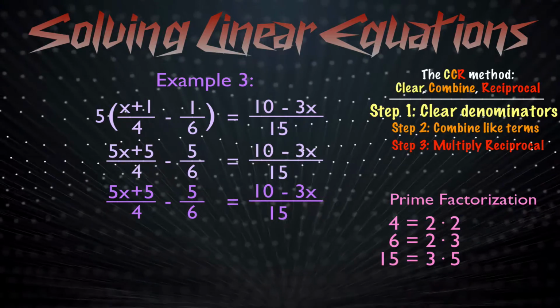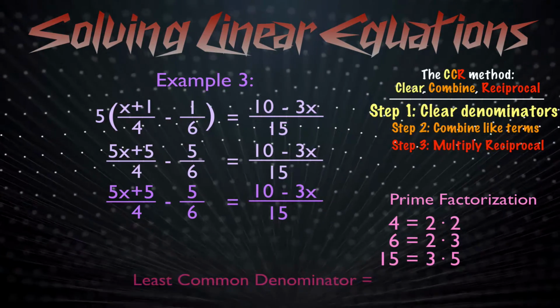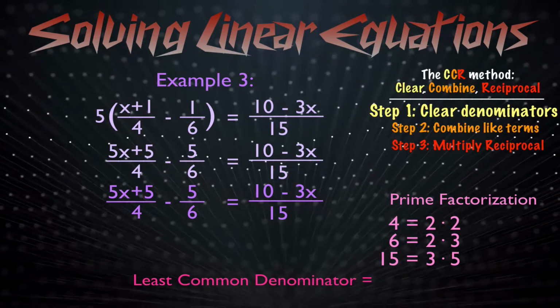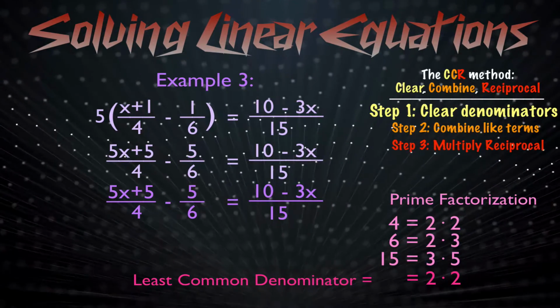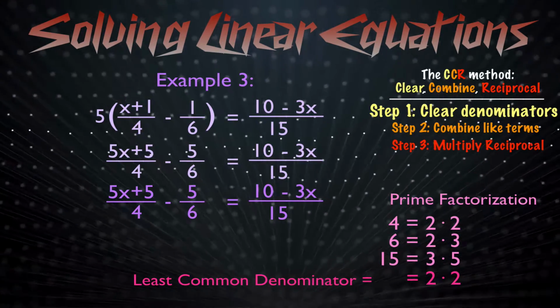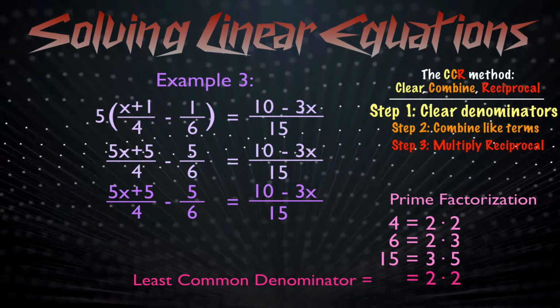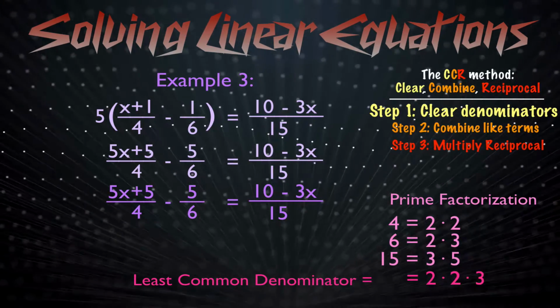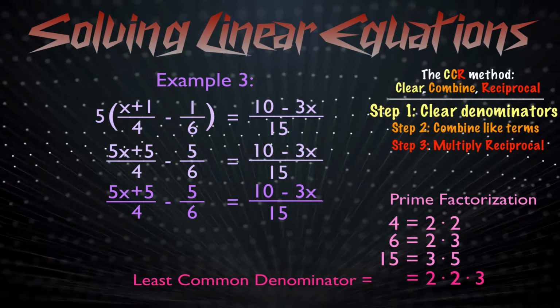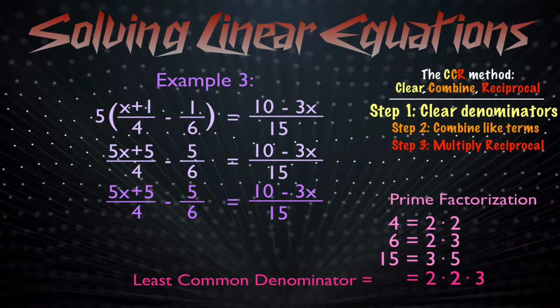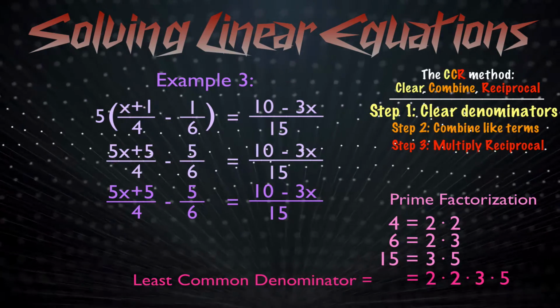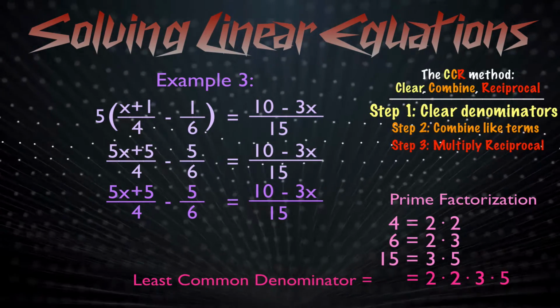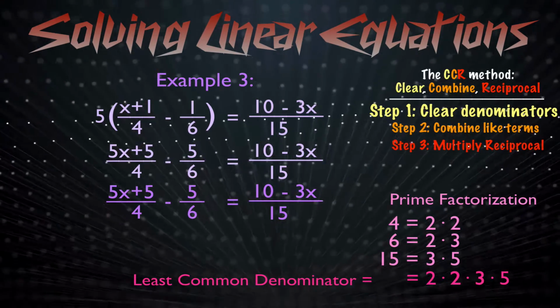What we want to do is create the smallest possible number that is a multiple of all 3 of these numbers. To be a multiple of 4, its prime factorization better contain 2 2's. To be a multiple of 6, its prime factorization better contain a 2 and a 3, but we already have a 2 in there, so all we got to do is add a 3. Similarly, to be a multiple of 15, its prime factorization better contain a 3 and a 5, but since we already have the 3, all we got to do is add a 5. The least common multiple of 4, 6, and 15 is just the product of 2 2's, a 3, and a 5. In other words, 60.